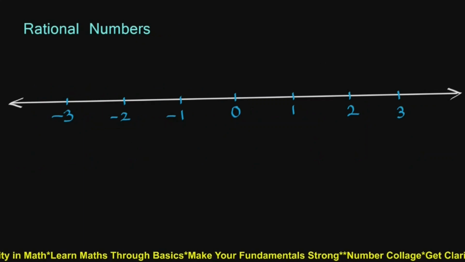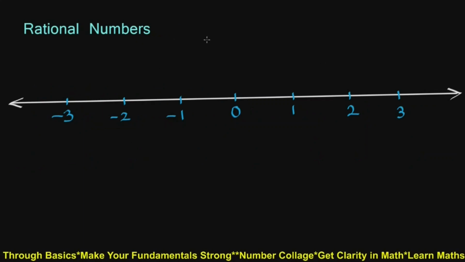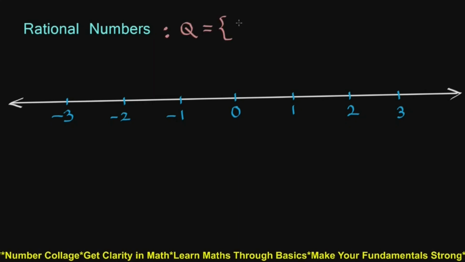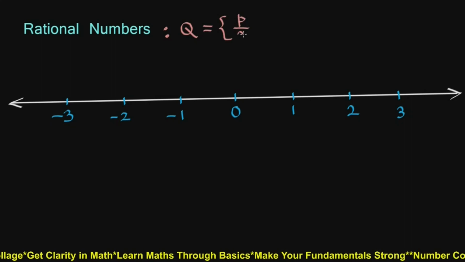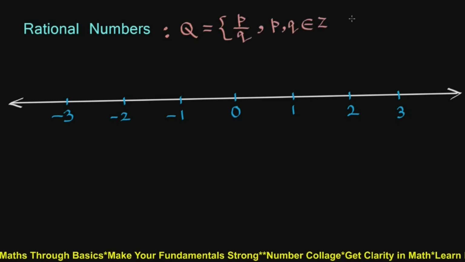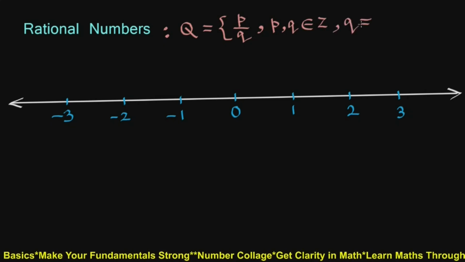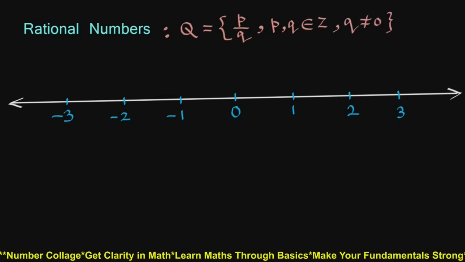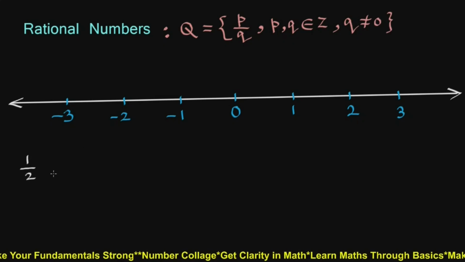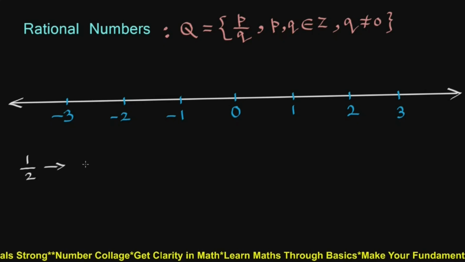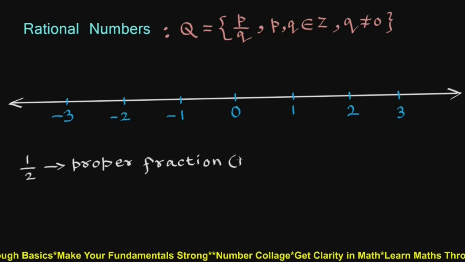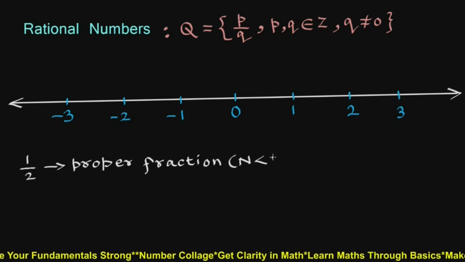Between these integers there are numbers known as rational numbers, denoted by Q. They are in the form of p upon q, where p and q belong to the set of integers and q is not 0. For example, 1 upon 2, where 1 and 2 are integers, is a rational number, and it is also known as a proper fraction because here the numerator 1 is smaller than the denominator 2.